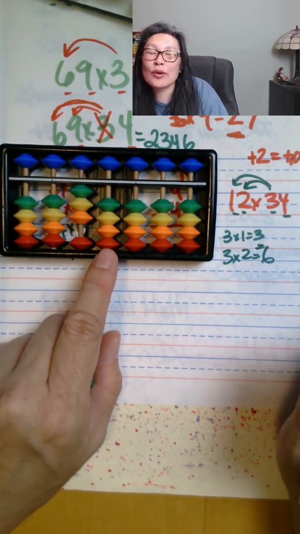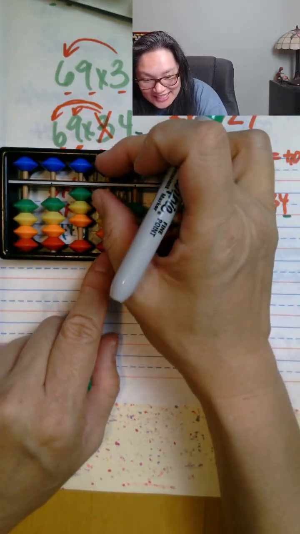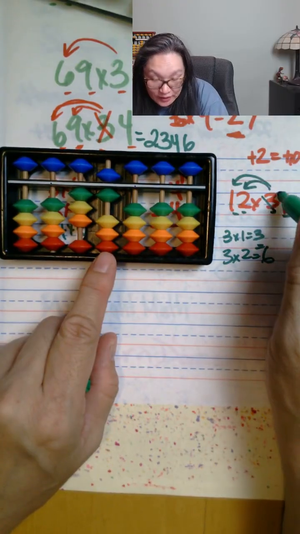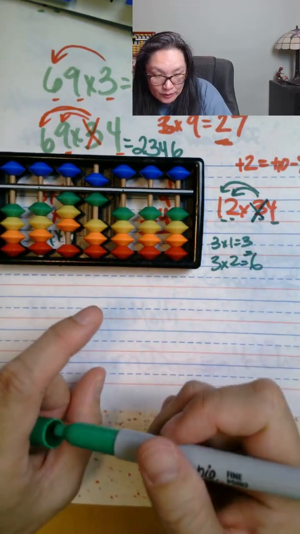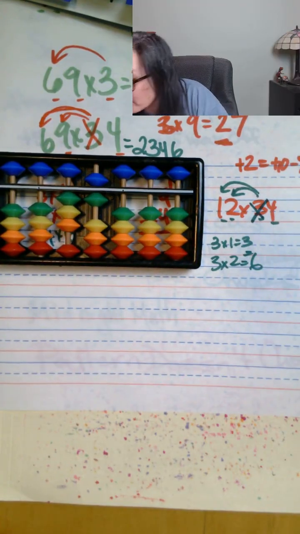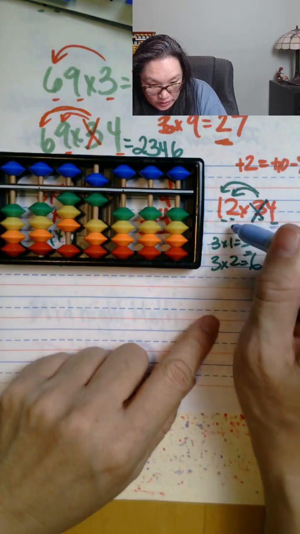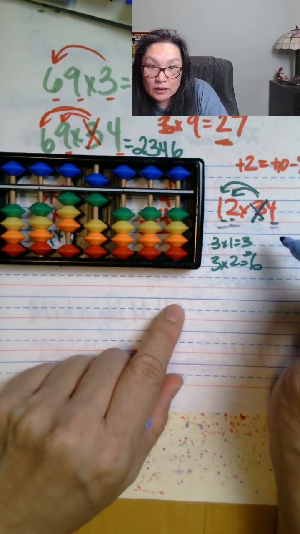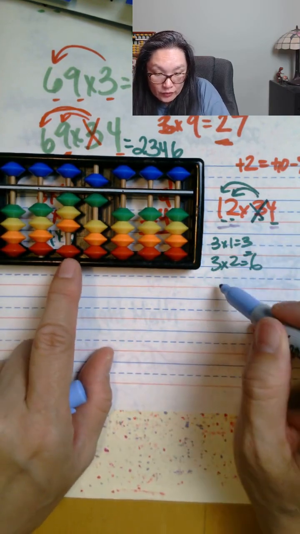This is my brain on abacus. I have to remember that one. Add 6. And that's it. I'm done with the 3. So now I'm going to reassess. I'm going to figure out where my next starting point is. So I just count. 1, 2, 3.